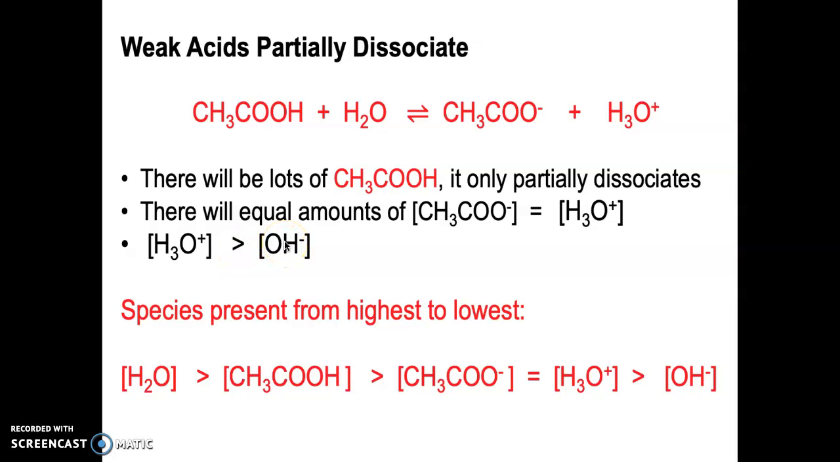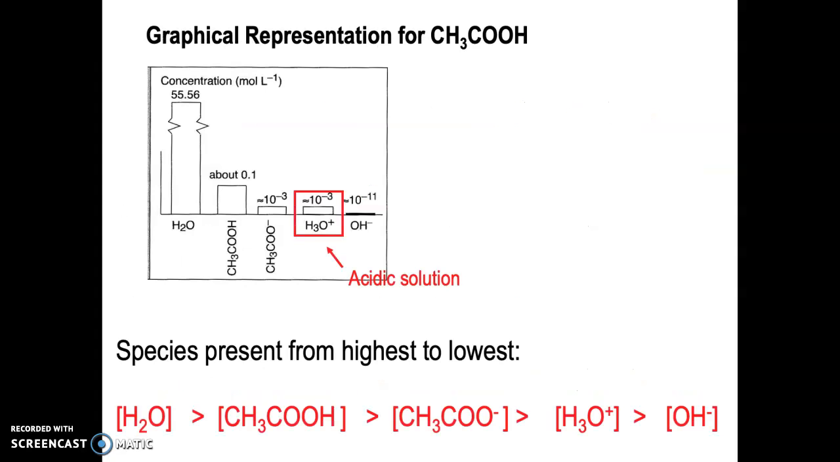So listing the species present from highest to lowest: water, because of its 55.6 moles in each litre, followed by the weak acid, ethanoic acid in this case. The next two species you can put in either order, but I put the ethanoate ion followed by the hydronium, but their concentrations are equal. So you could be putting the hydroniums first and then the ethanoate, that's fine. And the last species that you must still remember is present, albeit in a very small amount, is the hydroxide ions. Let's look at the graphical representation.